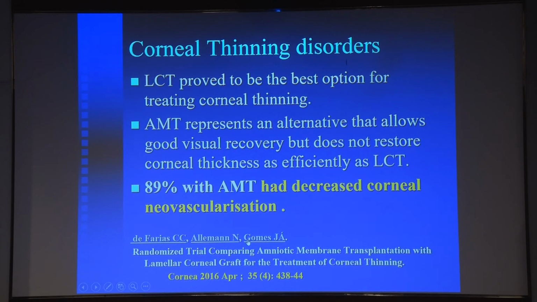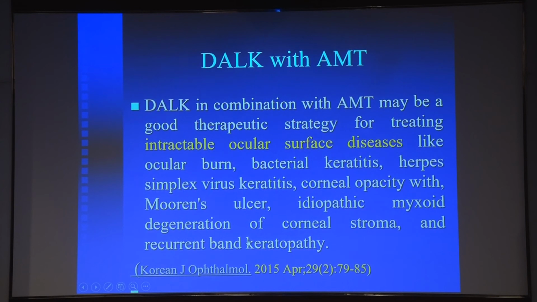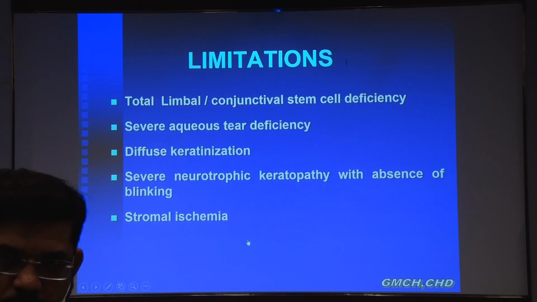There are a few other conditions where there is corneal thinning. So sometimes amniotic membrane may help in these conditions where you're not able to do graft immediately. So even DALK also, in combination with amniotic membrane graft, it definitely helps in certain conditions like Mooren ulcer, then certain corneal opacities, viral keratitis. So you can mix DALK with amniotic membrane, so then healing will be very fast and very easy.